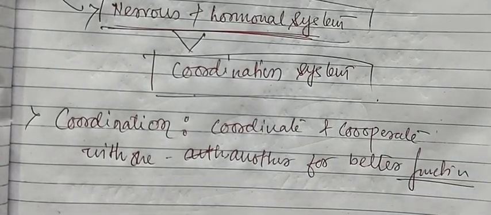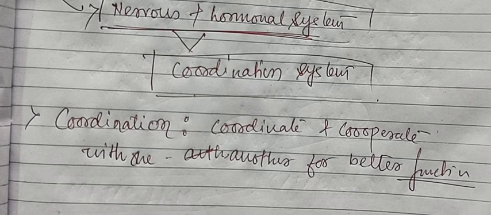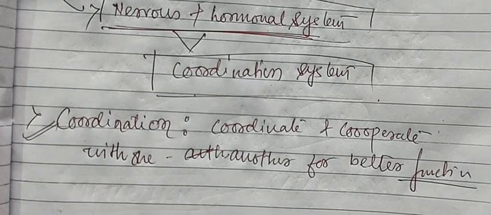Suppose right now I am talking but I am not able to write, or I am writing only and not able to talk. At that time the coordination and cooperation within my organism would fail. So coordination means coordinate and cooperate with one another for better function. This is one of the most important features for living beings, because non-living substance does not have any kind of coordination system.